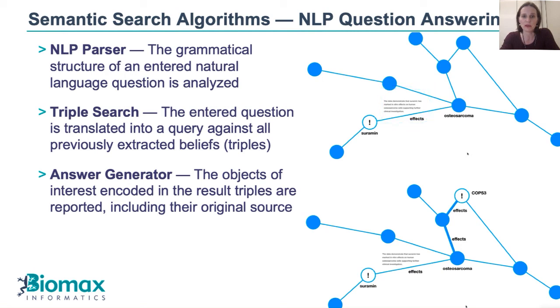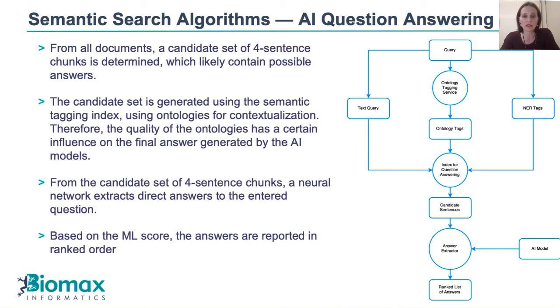The second algorithm is the AI question answering algorithm, where typically we determine a candidate set of 4 sentence chunks, which is generated in the second step using the semantic tagging index, and where we also use ontologies for contextualization. And from this candidate set of 4 sentence chunks, a neural network extracts direct answers. And based on a machine learning score, the answers are then reported in a ranked order.